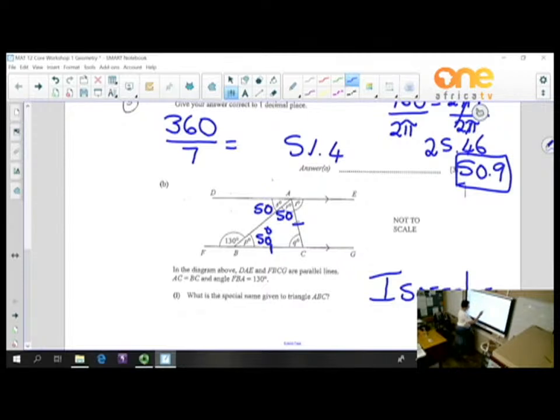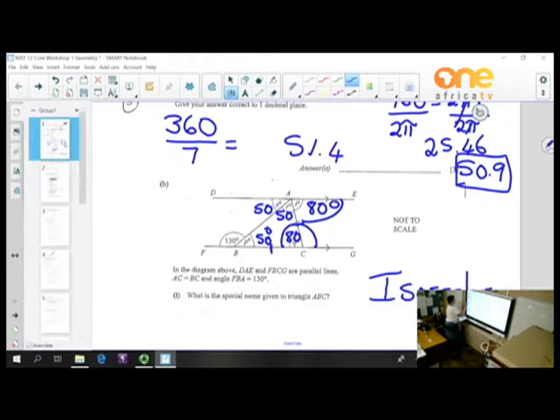We've got a straight line here. If this is 100, it means T is going to be 80 degrees there. And here in the triangle, or working with alternating angles here, this one is also 80 degrees. So there are then the sizes of all the angles.